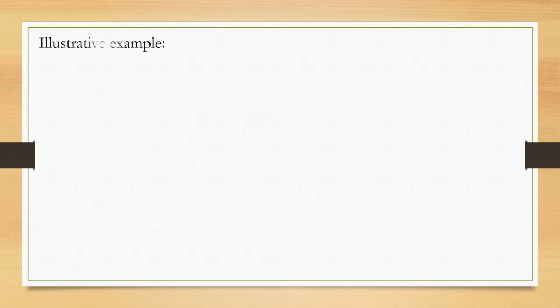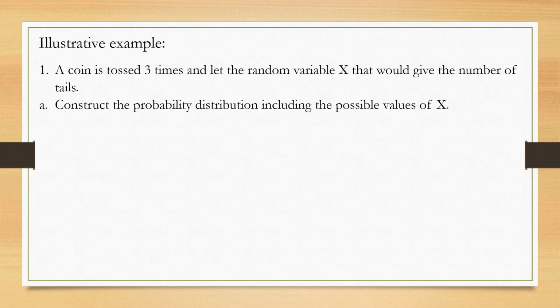We have here an illustrative example for the discrete random variable. A coin is tossed 3 times and let the random variable x give the number of tails. So in this experiment, we are after the number of tails. We are asked to construct, letter A, the probability distribution including the possible values of x. A probability distribution is a table containing the outcomes and their corresponding probabilities. Okay, so we have here the solution.